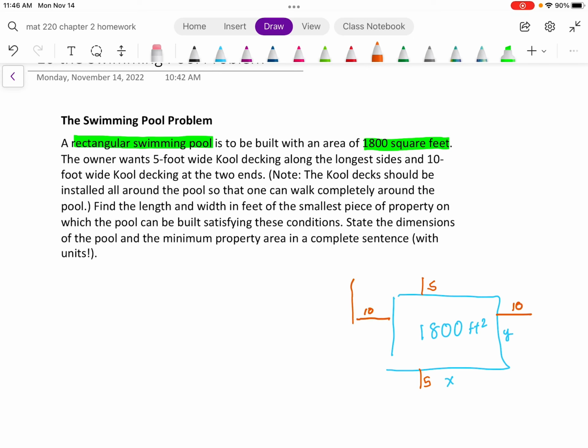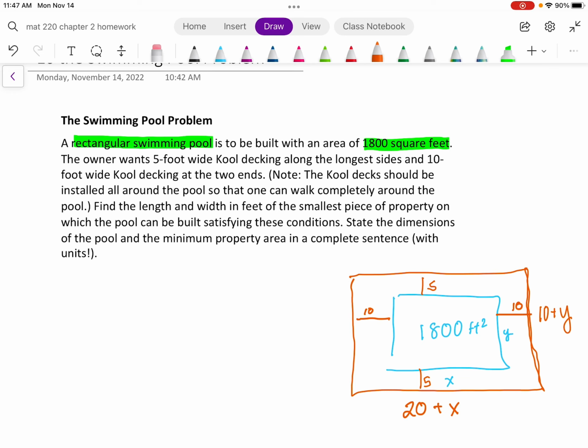And then we get a bigger piece of property. That's the pool plus the deck. And that's the area we're trying to minimize. So we're going to end up with multiple areas here. Now, if I wanted to describe the area of the entire property, the length right here would be the Y length, plus the two 5s. So I would describe that as 10 plus Y. And this longer side would be the X length of the pool plus the two 10s. So that would be 20 plus X.